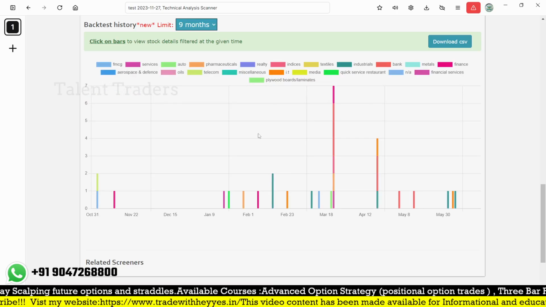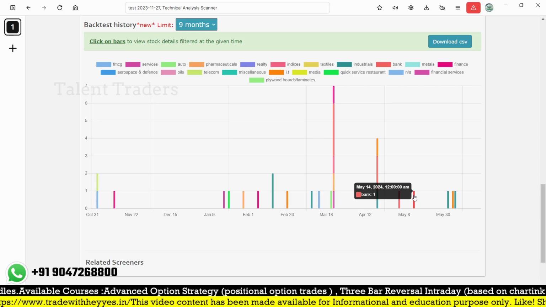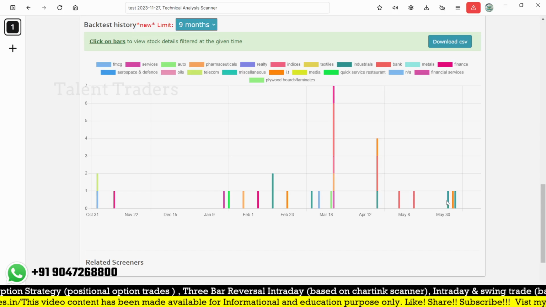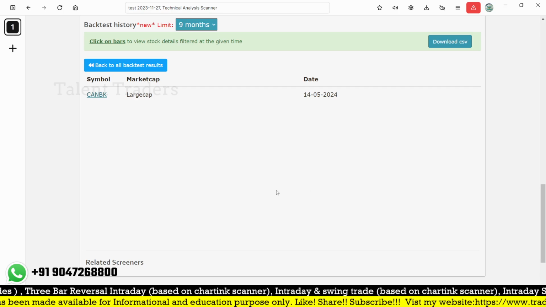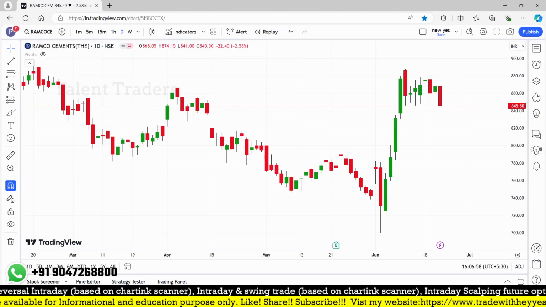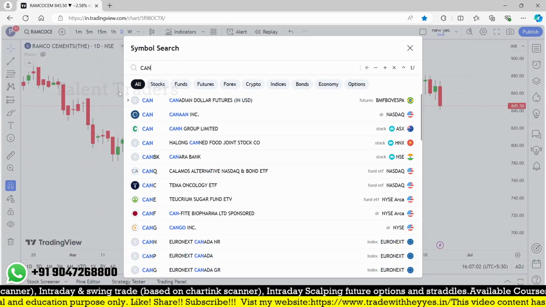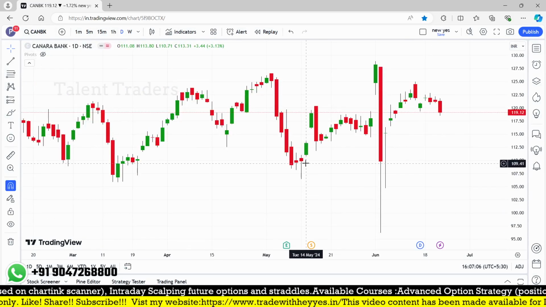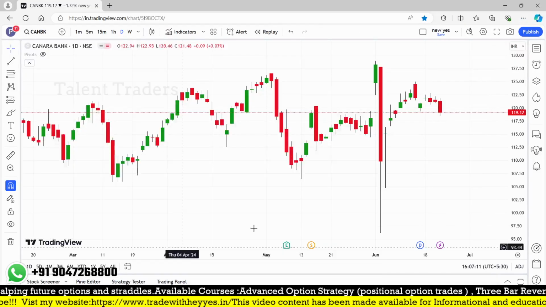Okay, so let me go back and check, and after that we have stocks on May 14. So after May 14 we have June 3, so almost 15 to 18 days later only we have a stock. So if you are using this, don't go for daily stocks. We need to wait for the stock to meet the condition which we have created on our scanner. 14th May, right? Yeah, 14.5.